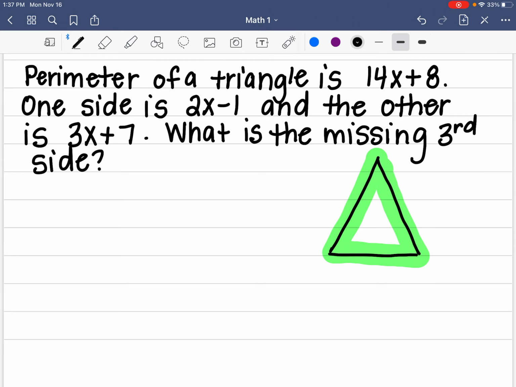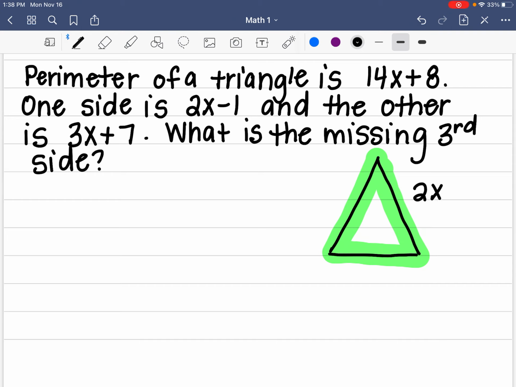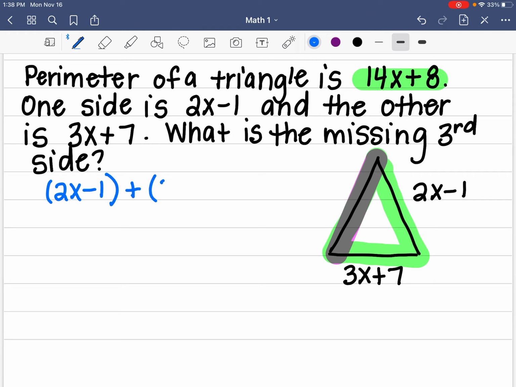So we know that one side of my problem is 2x minus 1, and we know that the other side is 3x plus 7. They're wanting us to find the third side. So we know the perimeter is 14x plus 8, and we know we're trying to find this missing third side here. That's the side we're looking for, is that missing side. So what we're going to do is we're going to start by adding the two sides that we know. So we know 2x minus 1, and we know the second side, which is going to be 3x plus 7.